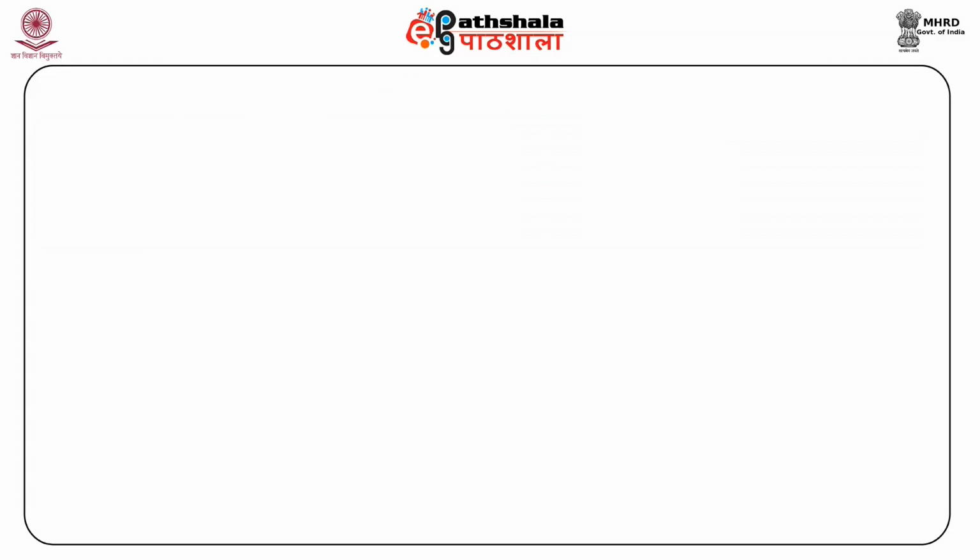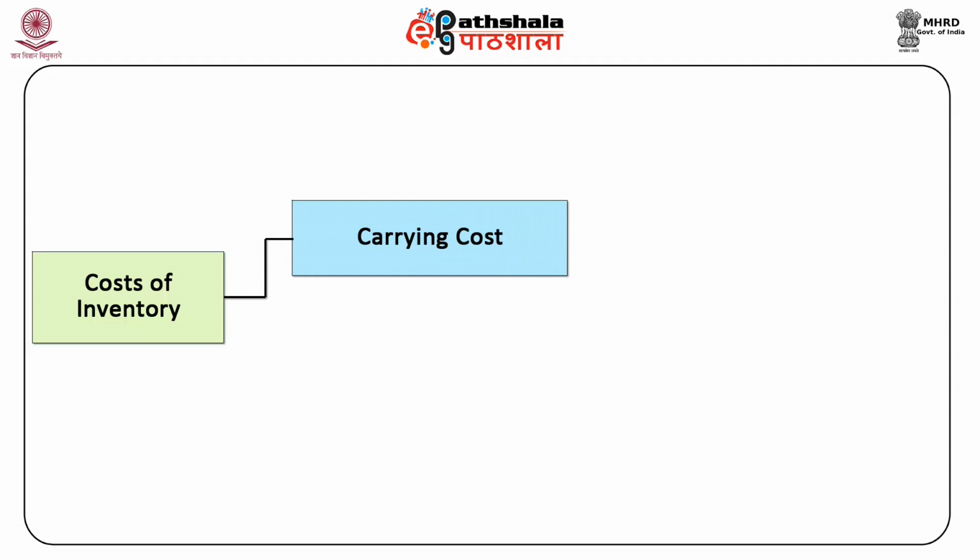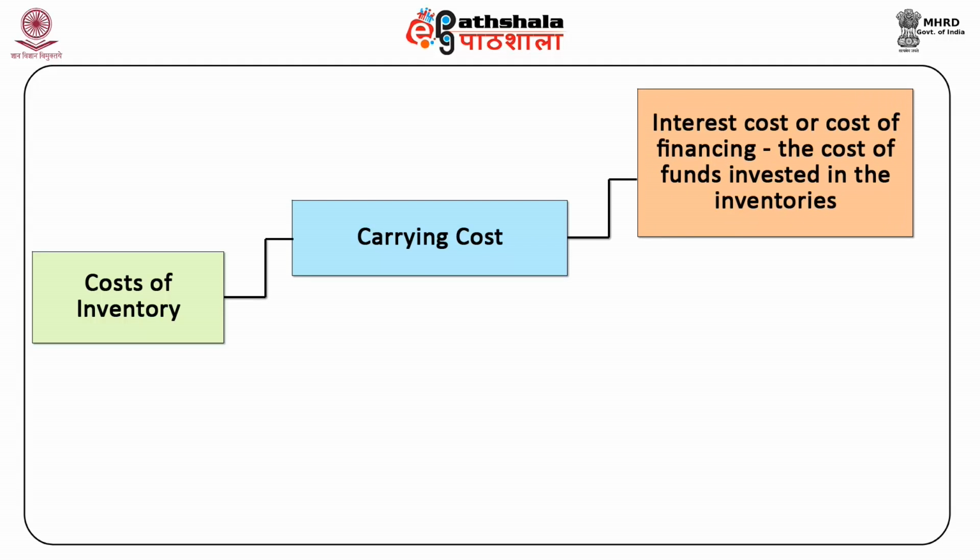The firm must consider various expenses which are involved in holding inventories. The major costs involved in inventory management are carrying cost. It is the cost incurred in keeping an inventory of one unit of raw material or work in progress or finished goods. Major components of carrying costs are the following: interest cost or cost of financing. It includes the cost of funds invested in the inventories.